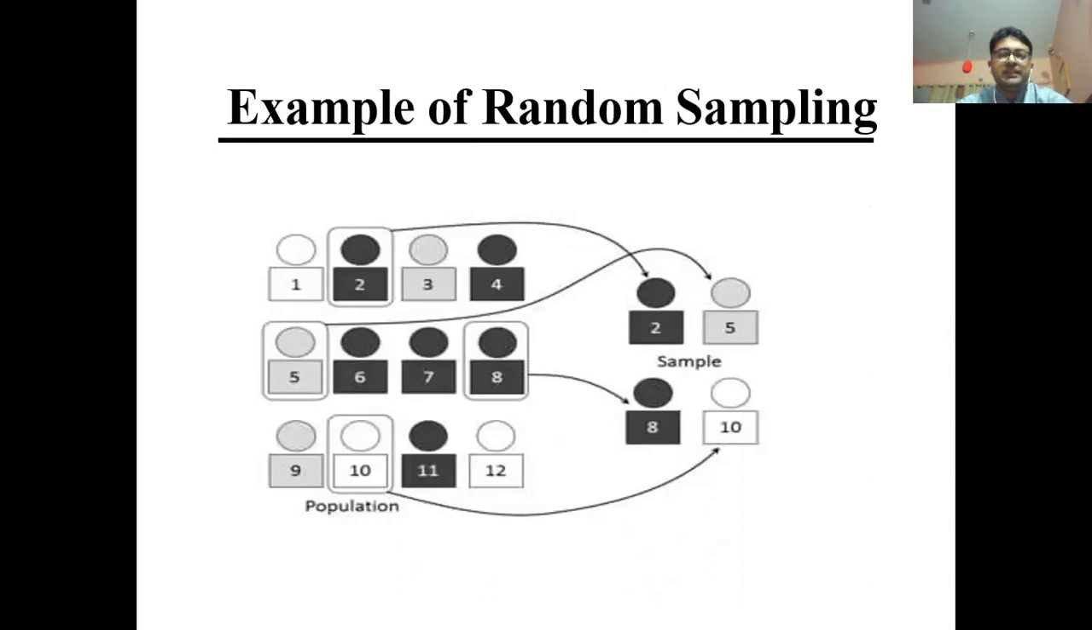Now the random sample example. Here you can see the population: 1, 2, 3, 4, 5, 6, 7, 8, 9, 10, 11, 12. We have all this population, and we have selected 2, 5, 8, and 10. This is random sampling, in which every person can be selected, but randomly we have selected the 2, 5, 8, and 10 persons for our sample. Then they will use this sample for getting results.